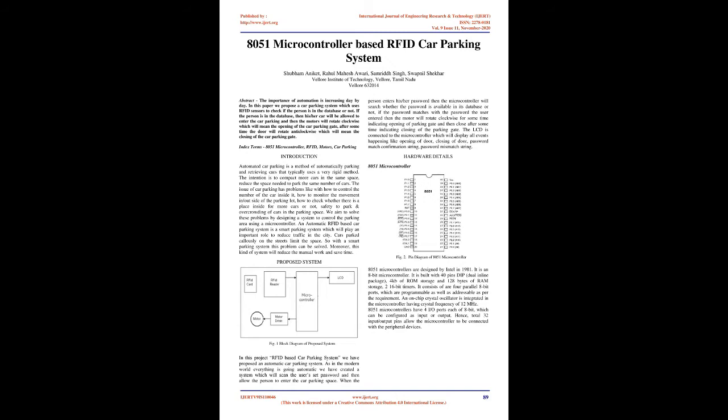Introduction. Automated car parking is a method of automatically parking and retrieving cars that typically uses a very rigid method. The intention is to compact more cars in the same space, reducing the space needed to park the same number of cars. The issue of car parking has problems like how to control the number of cars inside it, how to monitor the movement in and outside of the parking lot, how to check whether there is a place inside for more cars or not, safety to park, and overcrowding of cars in the parking space.